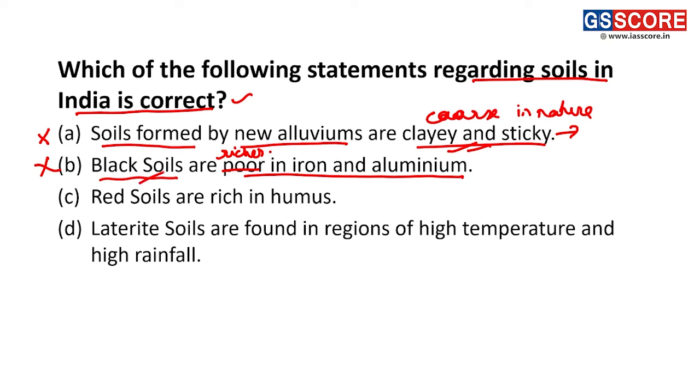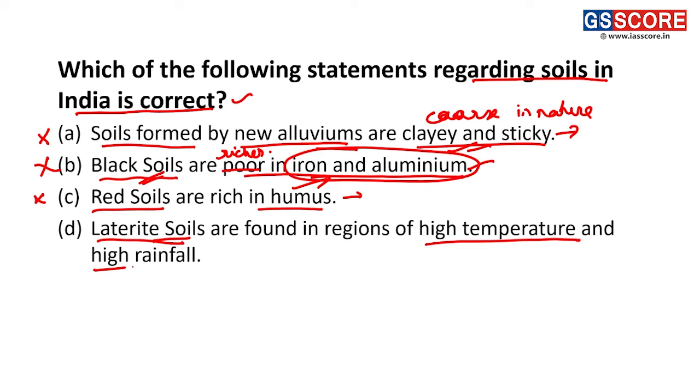Okay, along with black soil, we'll be seeing that the laterite soils are also quite rich in iron and aluminum. Statement C, red soils are rich in humus. Red soils are basically not rich in humus. Okay, they are rich in iron and aluminum also. Statement 4, the laterite soils are found in regions of high temperature and high rainfall. This is the correct statement.